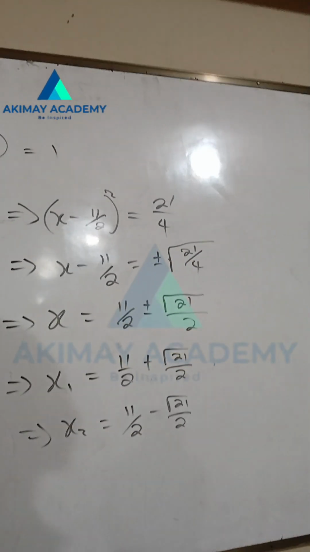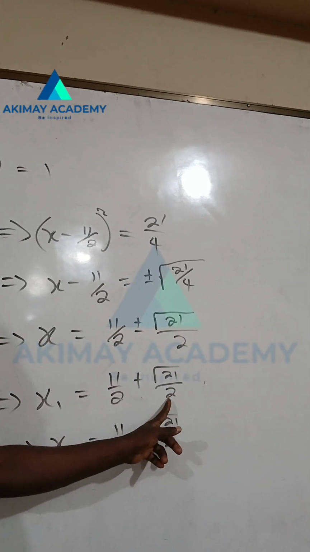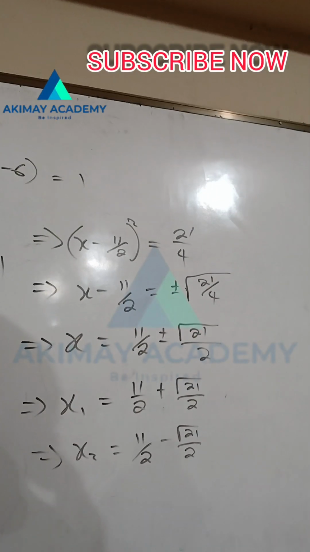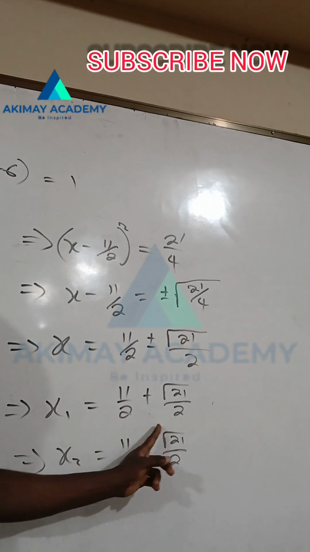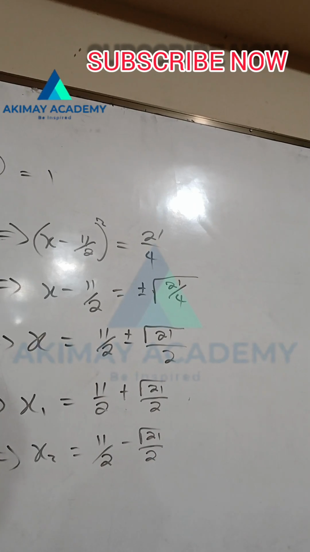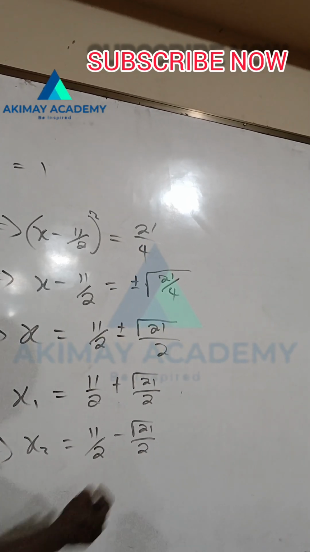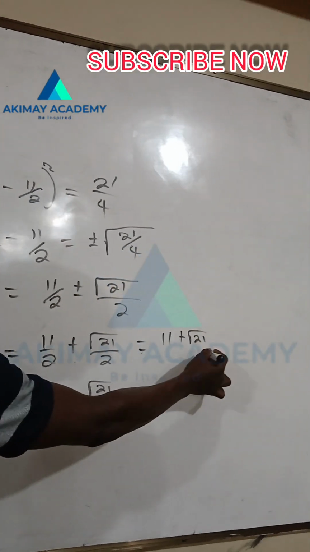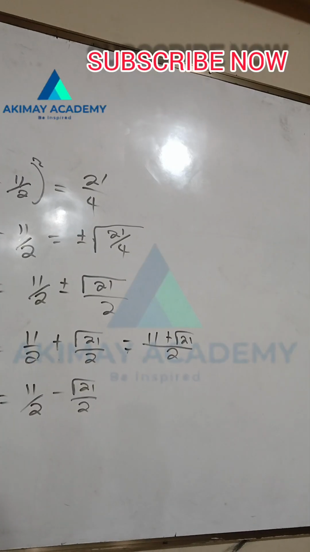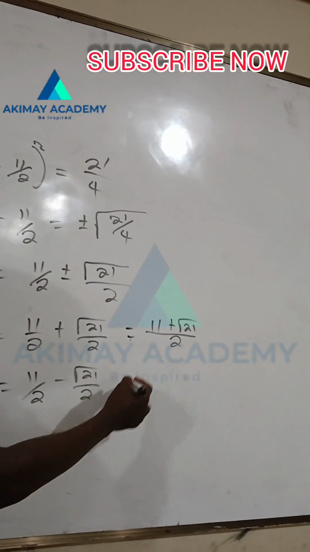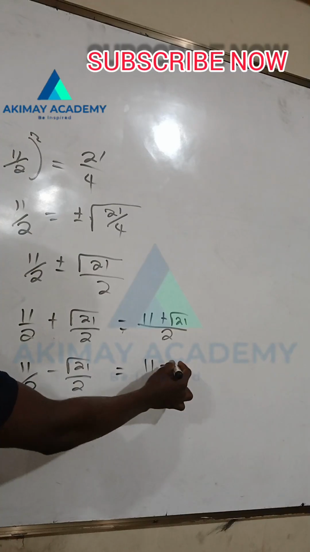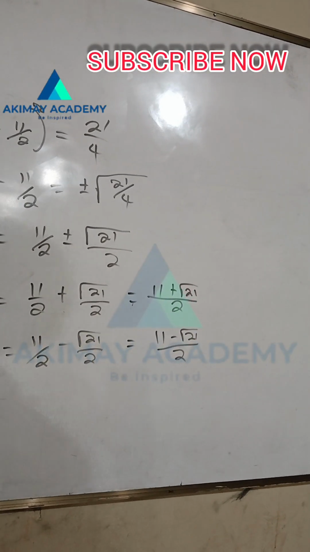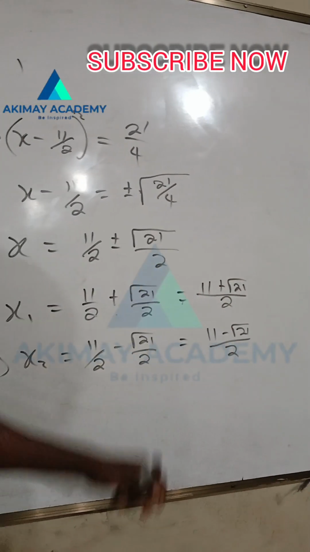Now you can see that over here, 2 is here, 2 is here, just like fractions. When the denominators are the same, we can add or subtract the numerators, then we take one of the denominators. I hope you remember. So here this is going to give us 11 plus root 21 all over 2. You can simplify it like this. Or over here we are going to have 11 minus root 21 all over 2. So maybe you can find this one in decimals.